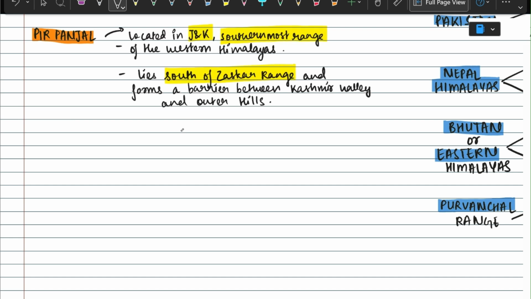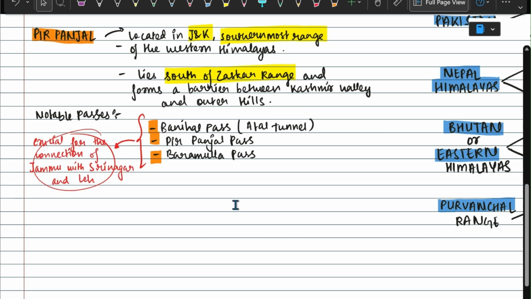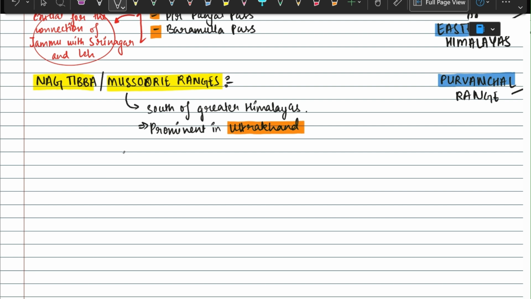The notable passes include the Banihal Pass, which is now bypassed by the Atal Tunnel, the Pir Panjal Pass, and the Baramulla Pass. These passes are strategically crucial for connecting Jammu with Srinagar and Leh. Then moving towards the Nag Tibba range or the Mussoorie range into Himachal and Uttarakhand. This range lies south of the Greater Himalayas and is prominent in the Uttarakhand region, and it includes famous hill stations like Mussoorie, Chakrata, and Nainital. This is a part of the Lesser Himalayas and is followed by ranges like the Mahabharat range as we move into Nepal, and all this we have covered in the previous sections.